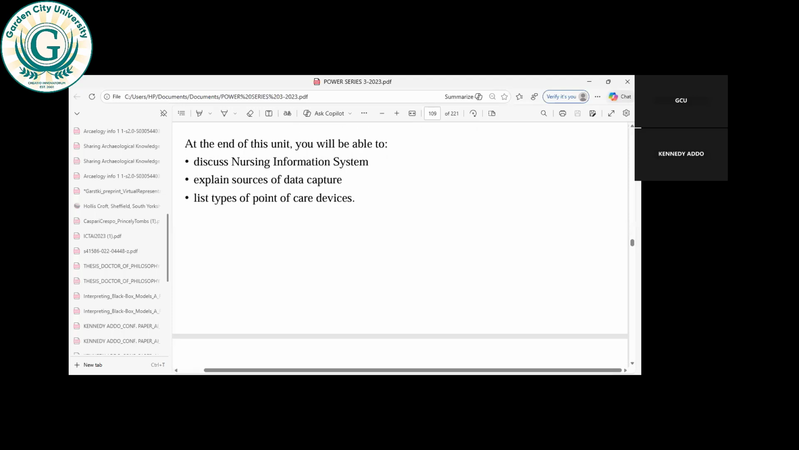Now, by the end of this session, students should be able to discuss nursing information systems, explain sources of data capture, and list the point of care devices.